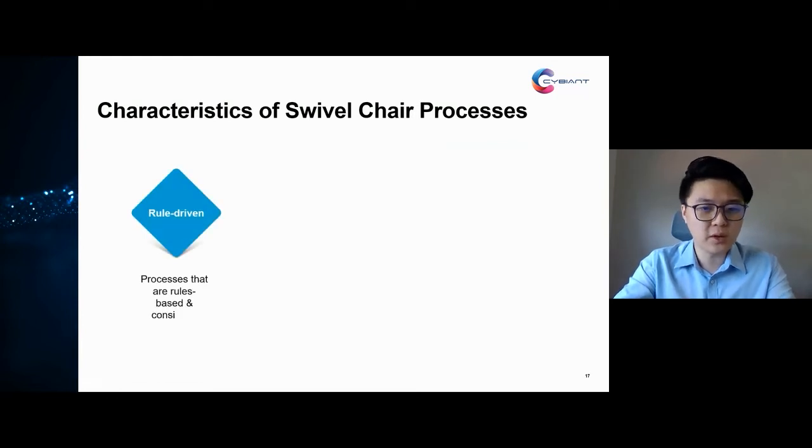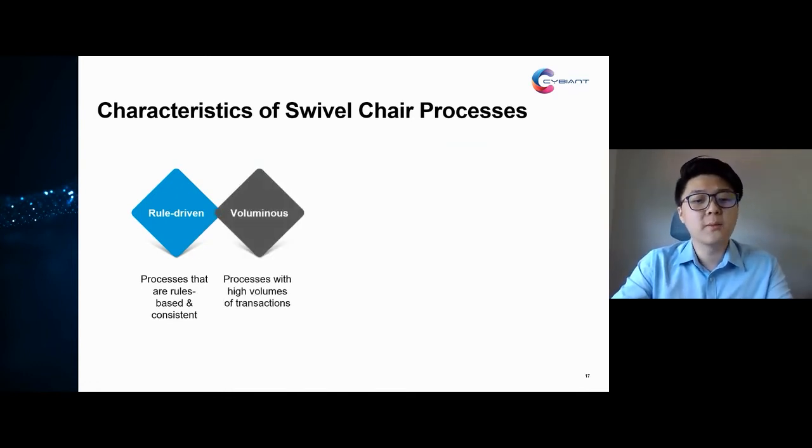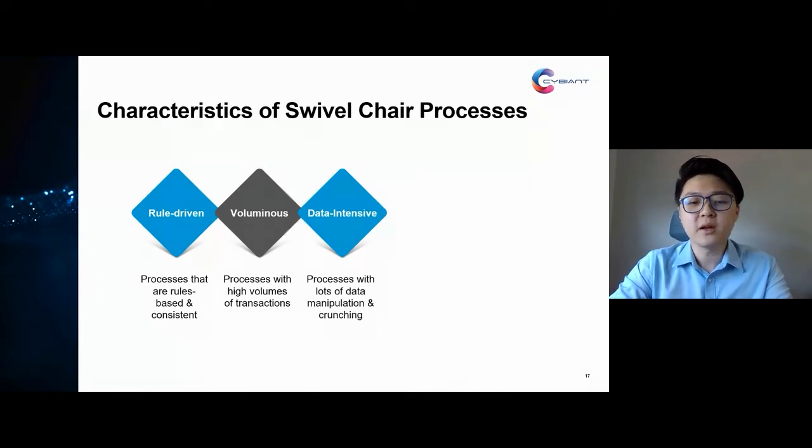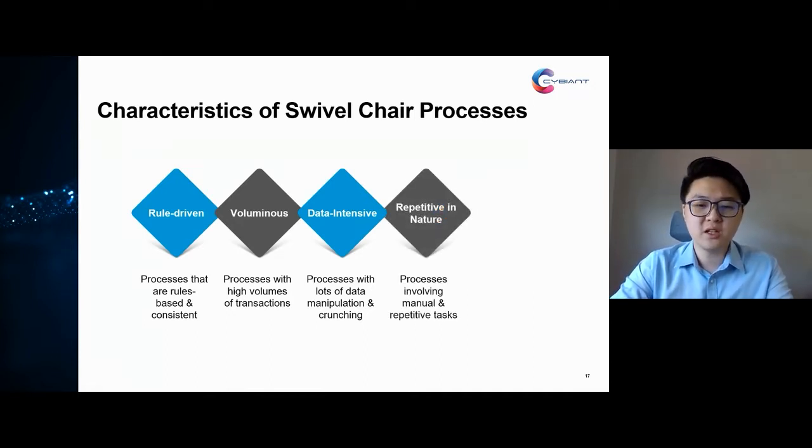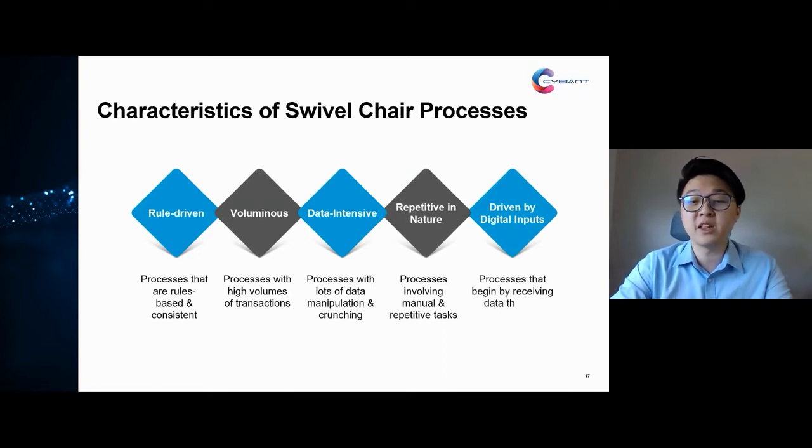First, it is rule driven: the processes that are rules based and consistent. Voluminous: the processes that come with a high volume of transactions. Data intensive: the processes with a lot of data manipulation and crunching. Repetitive in nature: the processes that involve manual and repetitive tasks. And the last one is driven by digital input: the processes that begin by receiving data through digital files.